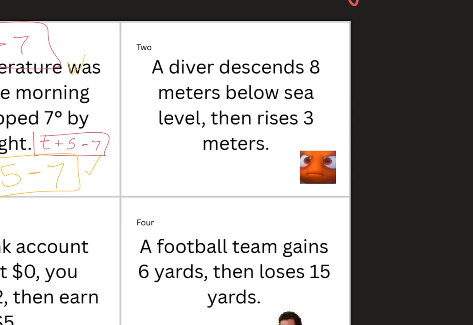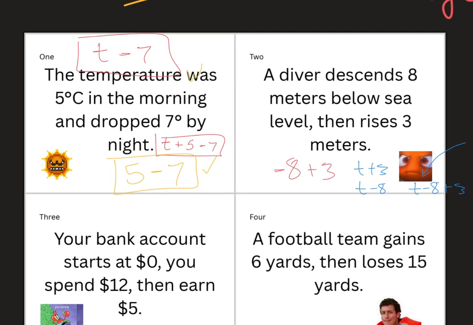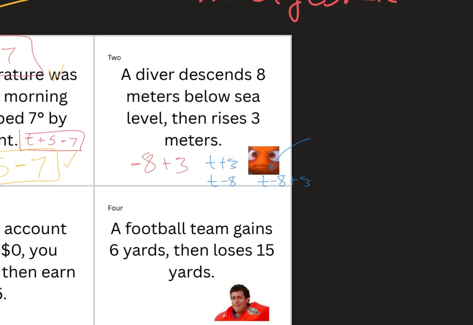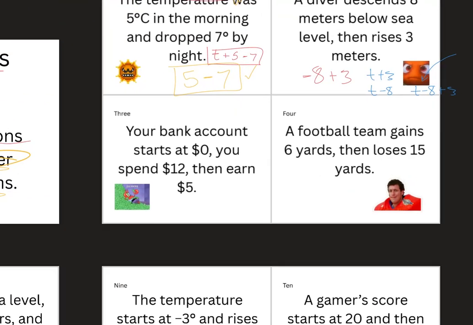A diver descends 8 meters below sea level. They're going down 8. They're going to subtract 8. And then they rise 3 meters, just like that. An algebraic version of this could be t plus 3. It could be t minus 8. It could be t minus 8 plus 3. And that you have the diver. I don't know why I use t. I think it's because I use t over here. But you don't have to use t. You could use any symbol, any letter, pretty much.